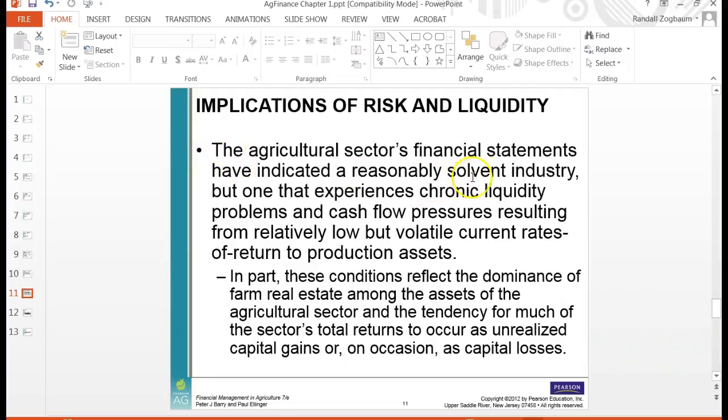The agriculture sector's financial statements have indicated a relatively solid industry, but one that experienced chronic liquidity problems and cash flow pressures resulting from relatively low but volatile current rates of return on production assets. That's a pretty long paragraph that says overall you have a lot of assets, but your cash is tied up in a lot of those assets, where other businesses aren't necessarily.